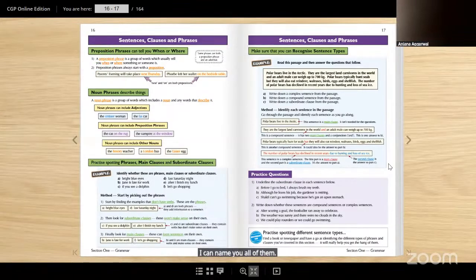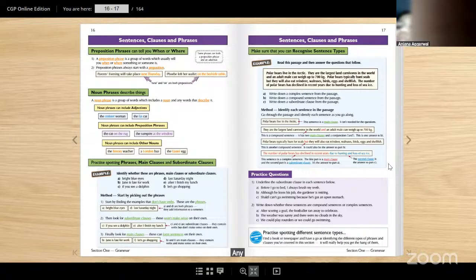Noun phrases describe things. A noun phrase is a group of words which includes a noun and any word that describes it. Noun phrases can include adjectives. The sinister woman. I don't understand this part.